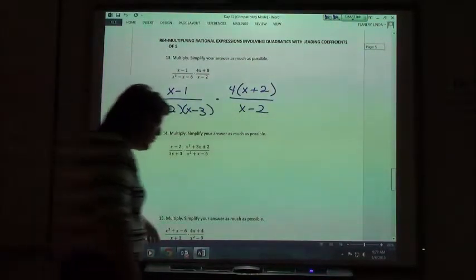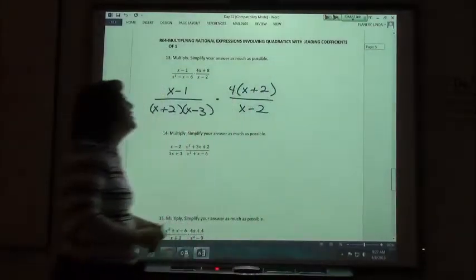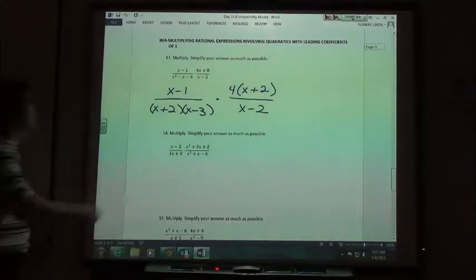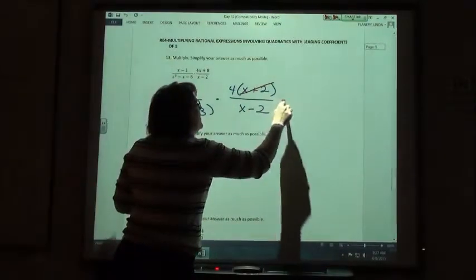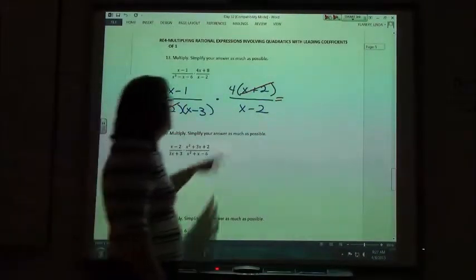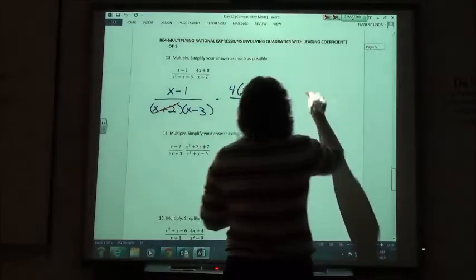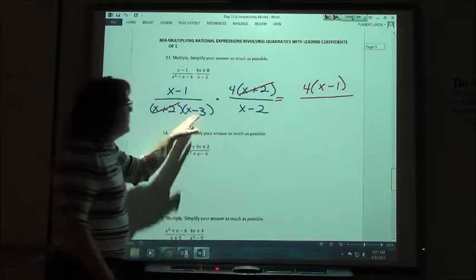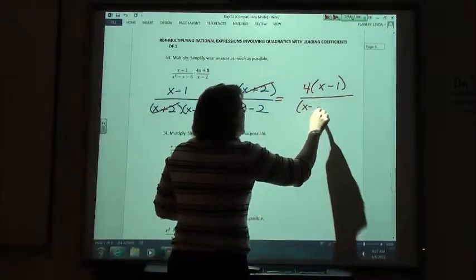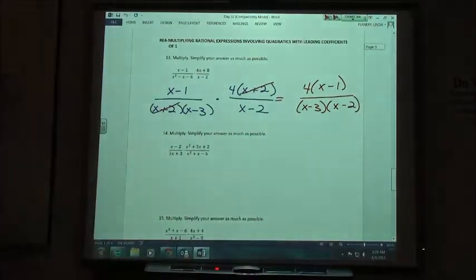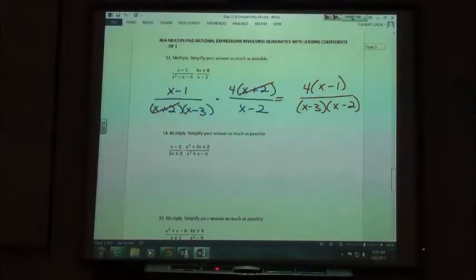Once I have it in factored form, I look to see, do I have any common factors, one on the top and one on the bottom? In this case, I only have one pair, the x plus 2. So I can get rid of the x plus 2. And so when I write my answer, normally they'll put any lone numbers out in front, so they'll put the 4 times the x minus 1 on top. On the bottom, we have both an x minus 3 and an x minus 2. And since those are binomials, we've got to put them in parentheses. And so my answer would look like that.